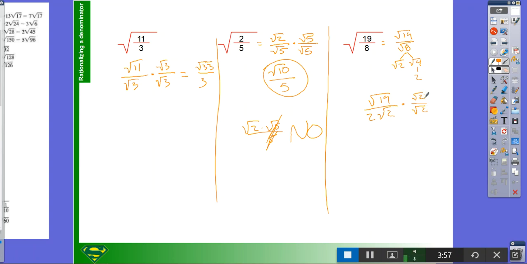When I do the denominator, I have to do the numerator. So the square root of 2 times the square root of 2 is the square root of 4, and the square root of 4 is 2. So we have the square root of 19 in the numerator, and we have 2 times 2, which is 4, in the denominator. So this was a quick little crash course on how to rationalize a denominator.